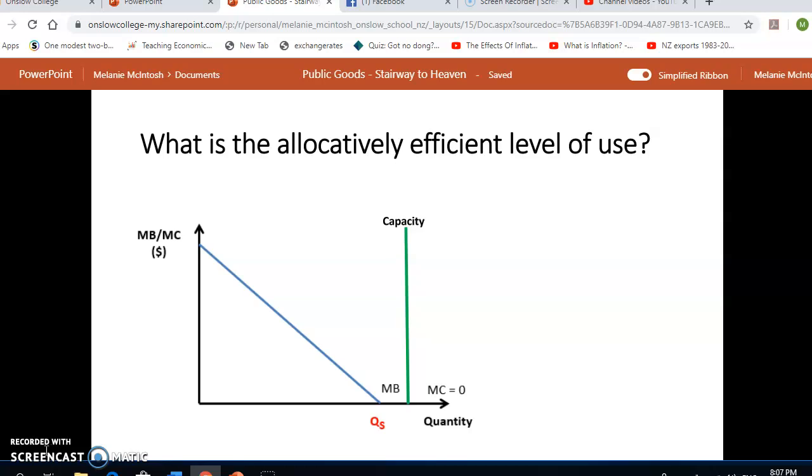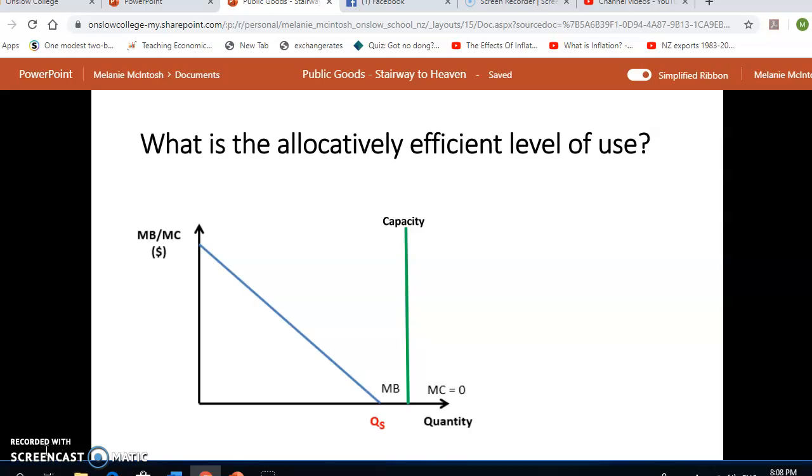So what I want to talk you through now is understanding what is the allocatively efficient level of use for a public good, and why the idea of user pays is not allocatively efficient.